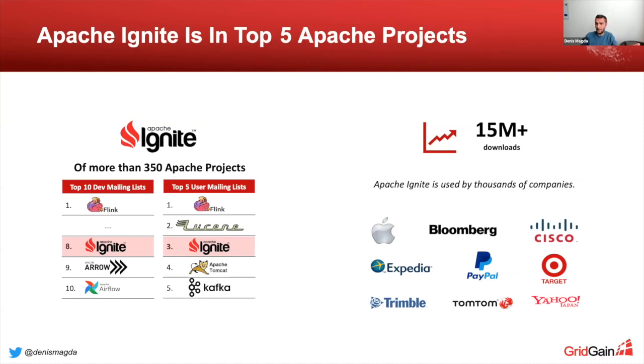From the Apache Software Foundation, we have already touched on that. Ignite is one of the more than 350 top-level projects of the Apache Software Foundation. If we talk about activity, it's the third most active project on their user list. So what's the user list at Apache? That's actually the place where you usually come and ask questions to the community of developers of Ignite. We are just behind Flink and Lucene, but we are getting much more activity than Kafka or Apache Tomcat.